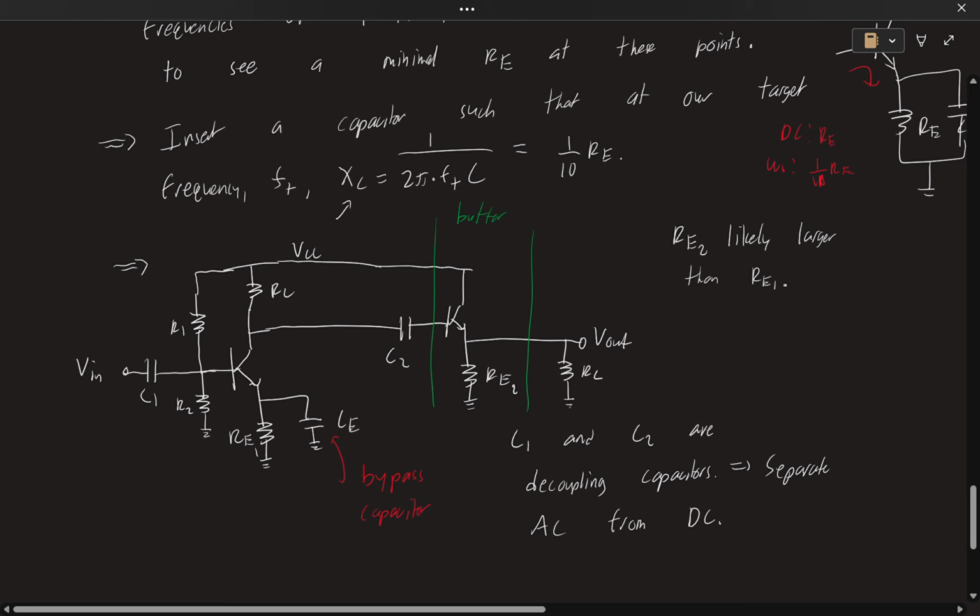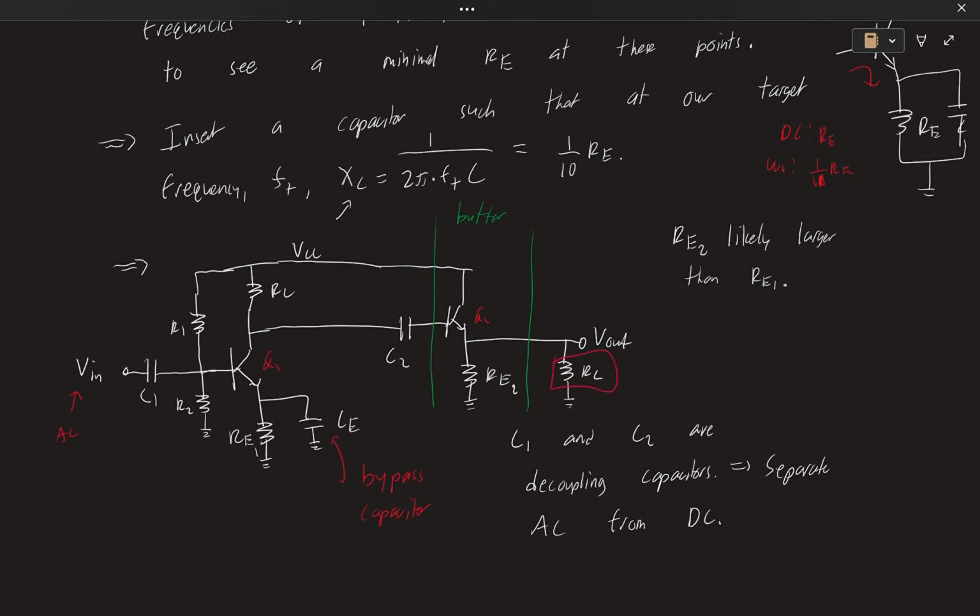These C1s and C2s, I hinted at what they are before. They're called decoupling capacitors, and they separate AC from DC. We have our purely sinusoidal, purely AC VN going to our C1, our R1, R2 voltage divider biasing network. We have our Q1, Q2. This is our amplifier stage, right? That's going to be fed now to C2, which again just isolates DC from AC. That's going to be fed into our buffer, and that's going to be fed out to V out and our load.